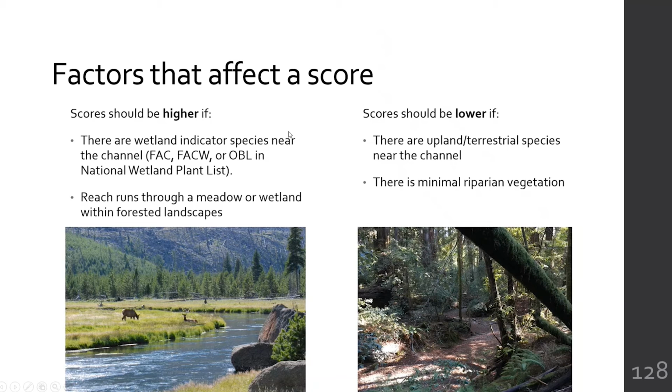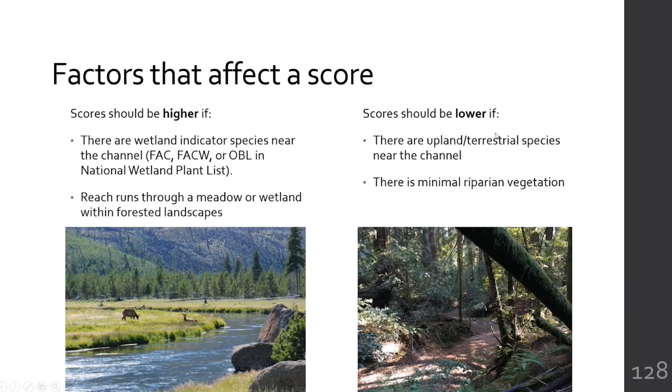So factors that can raise your score: you have a lot of, like I said, wetland indicator plants based on the National Wetland Plant List. Running through a meadow is another good example. You're not comparing the plants at the channel to just further within the same meadow. You're looking at the uplands around the meadow.